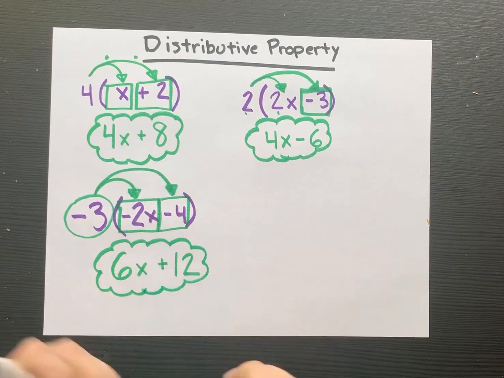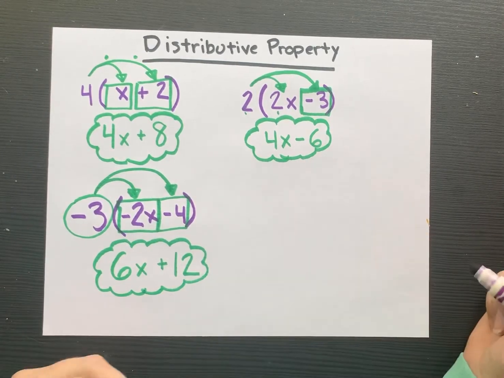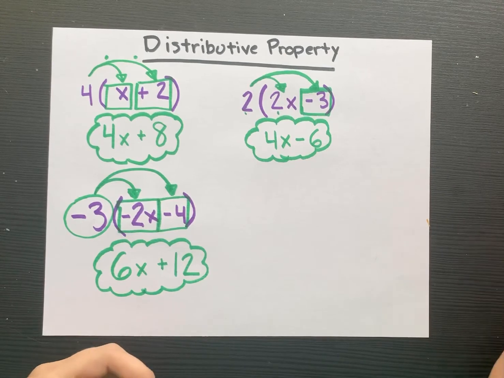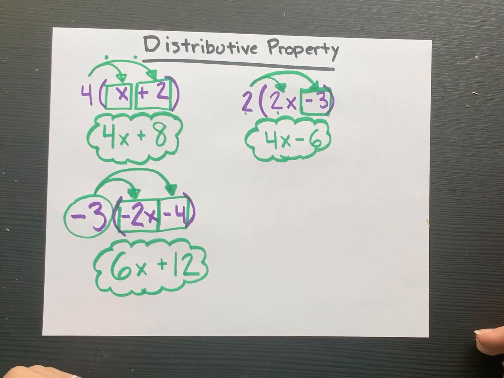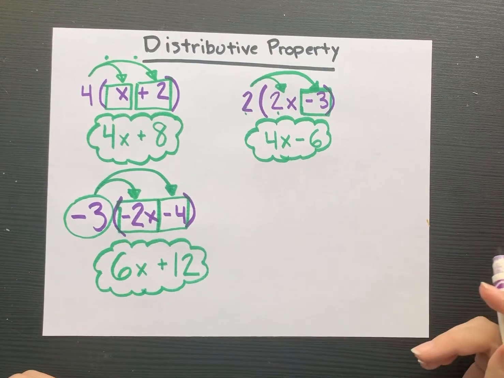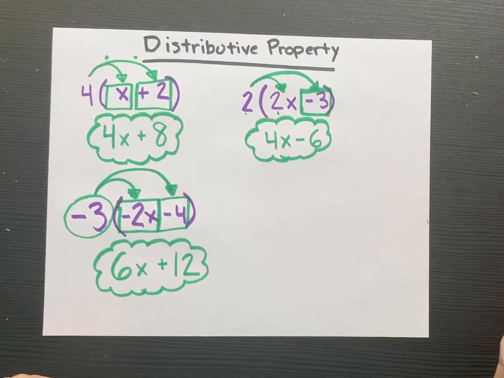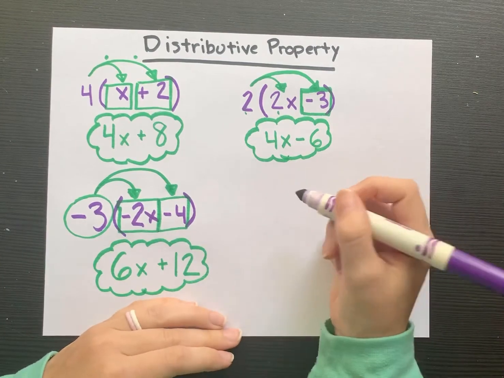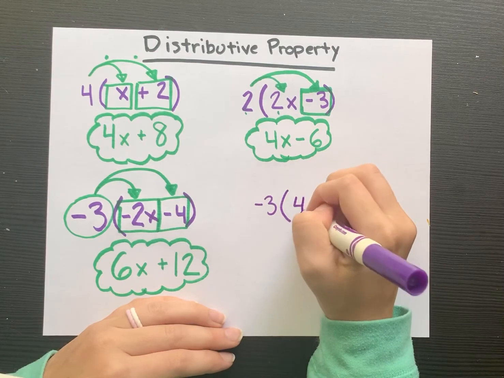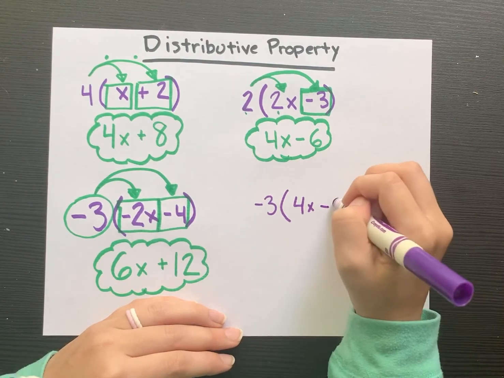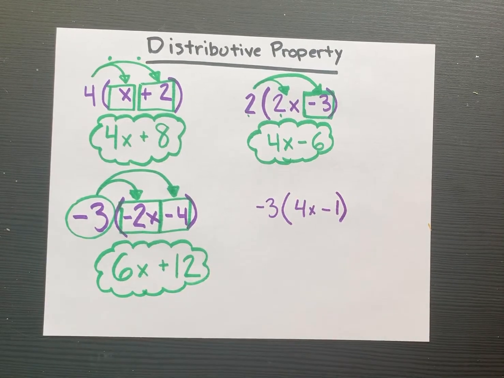For this last one, I'm going to write down the problem, and I'm going to pause for a second. I want you to pause the video, try to solve it yourself, and then start the video again and see if you got the answer right. A little check for yourself there. If you got it wrong, go back, watch the video again, and see if you can figure out what you did wrong. So our last example is negative 3 times 4x minus 1. Now pause the video and try the problem, and then unpause it when you're finished to see if you got the answer right.